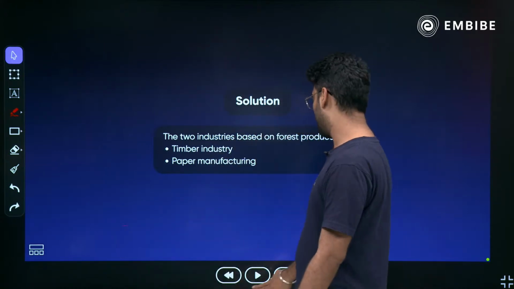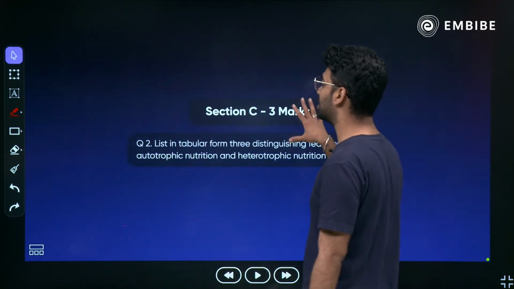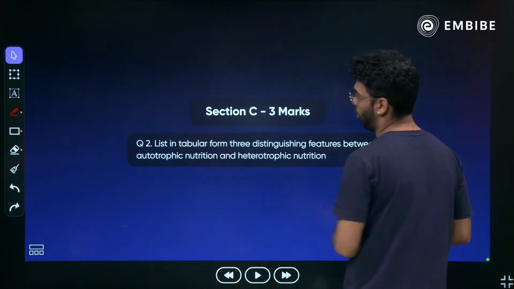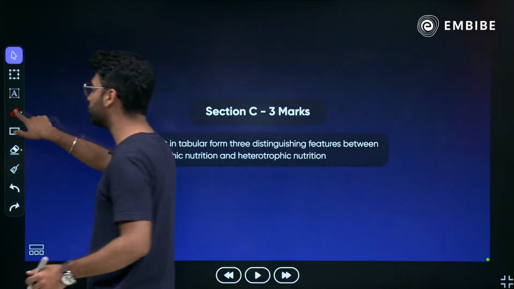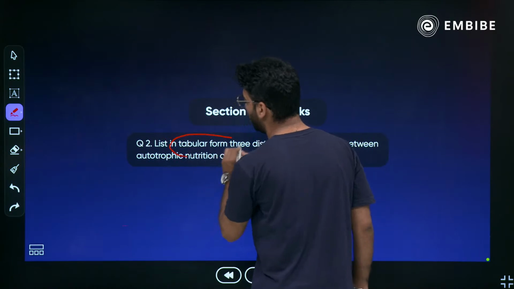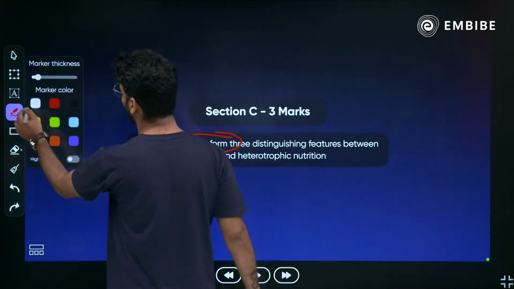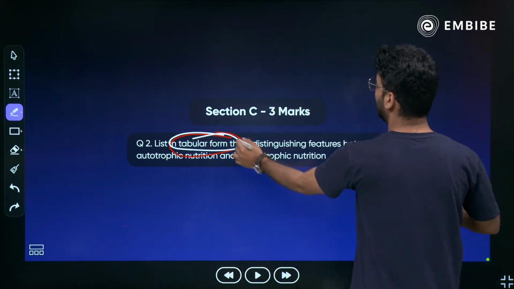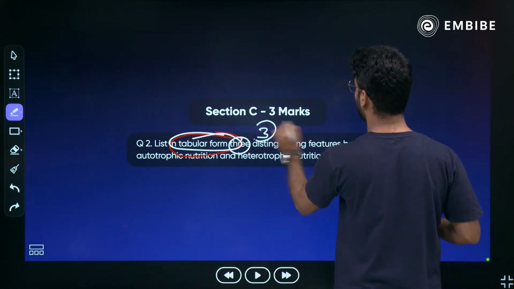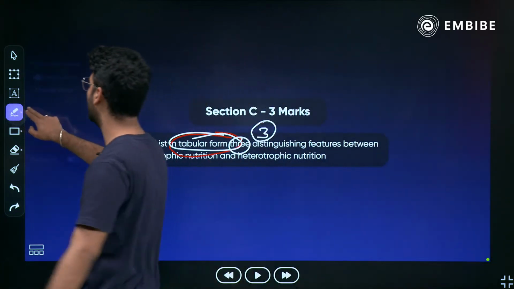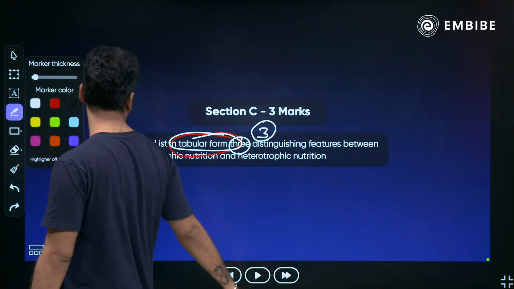ठीक है, चलिए. Next question we'll see. Again it's a 3 mark question from section 3. List in tabular form. अब यहाँ पर आपको क्या करना है? You don't have to get confused. You have to visit the question as it is. List in tabular form. तो यहाँ पर आपको एक table form में you will have to give the answer. In tabular form, 3 distinguishing features. You have to give 3 features between autotrophic nutrition and heterotrophic nutrition. 3 features based on auto and hetero.